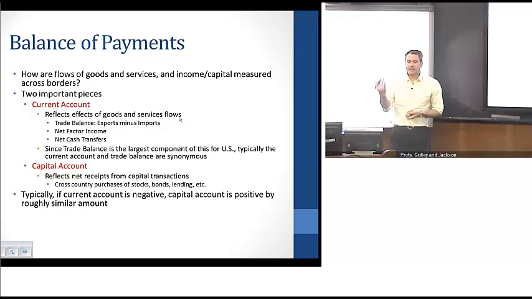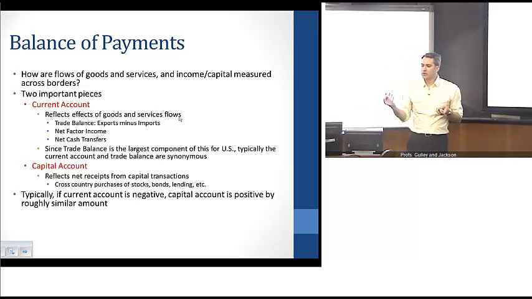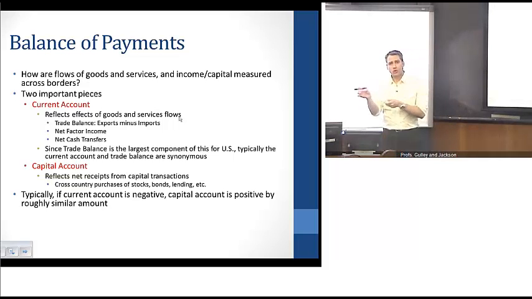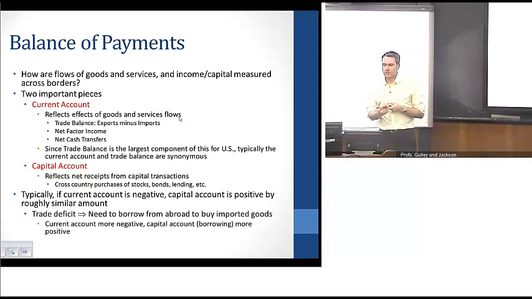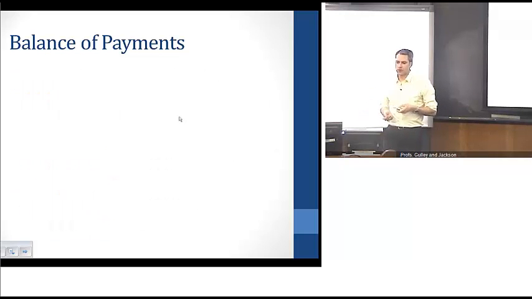And so the basic, intuitive idea to think about how these things are linked is, imagine if a country runs a trade deficit. So what that means is that the current account will be negative. And so the idea is that the capital account is going to be positive by roughly a similar amount. And the thinking is that, well, if you run a trade deficit, then you need to borrow from abroad in order to be able to buy those imported goods. And so a current account that's more negative, that is, you have a bigger trade deficit, requires more borrowing and a higher capital account, which is going to be more positive. Okay, so roughly speaking, those two things are related.